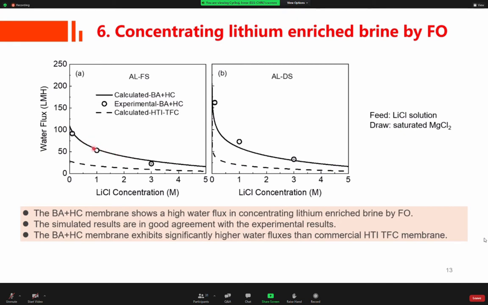The FO water flux decreases with increasing lithium chloride concentration due to the reduction in the osmotic driving force. The prepared PEFO membrane shows a high water flux in lithium concentration. According to the simulation results, at a lithium chloride concentration up to 5 mol per liter, the FO water flux is still higher than 15 LMH in both orientations. We also compared a commercial FO membrane. It is clear from the figure that our membrane shows significantly higher water fluxes in both orientations.